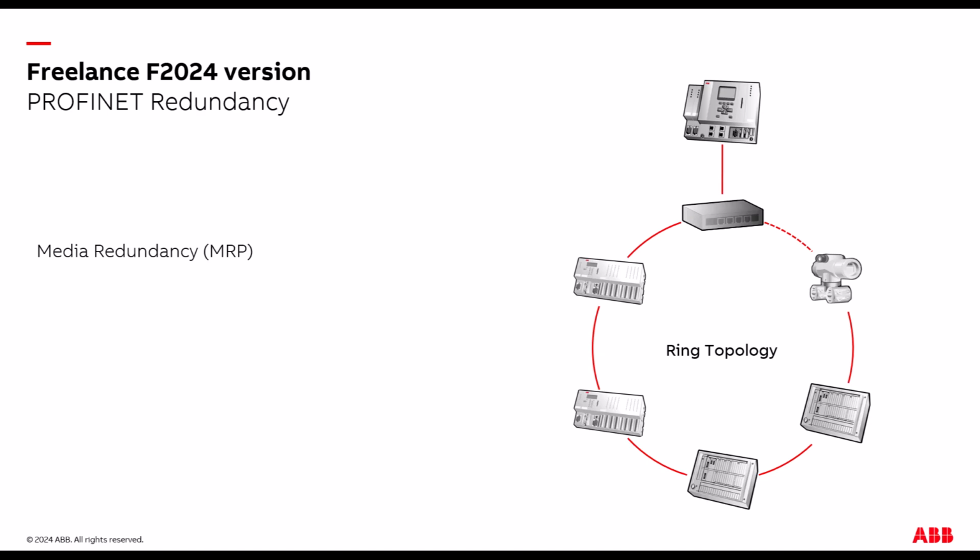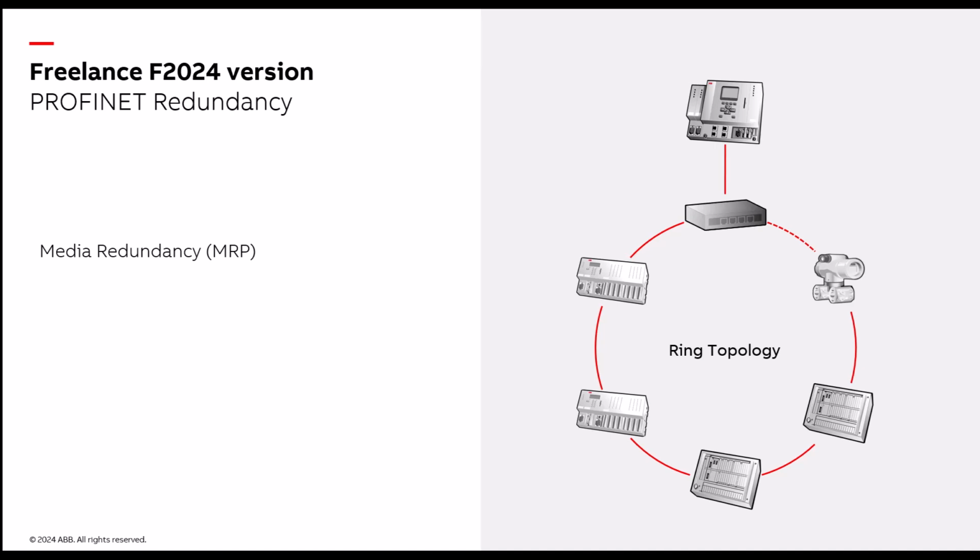PROFINET redundancy. Media redundancy MRP is based on Ethernet ring structures with a media redundancy protocol called MRP. This provides an alternative communication path in the case of a fault.